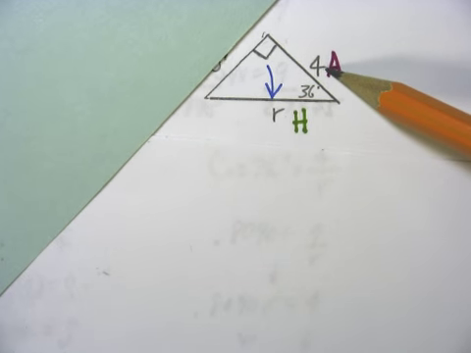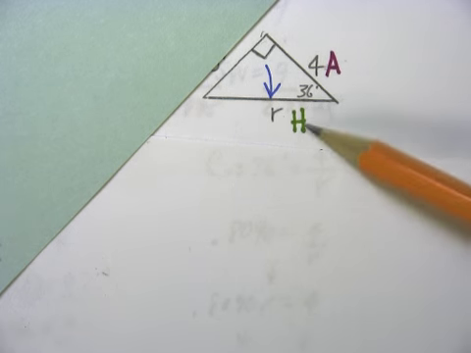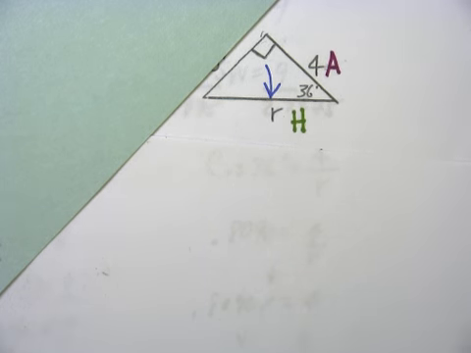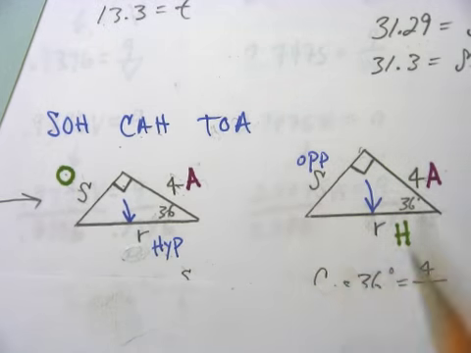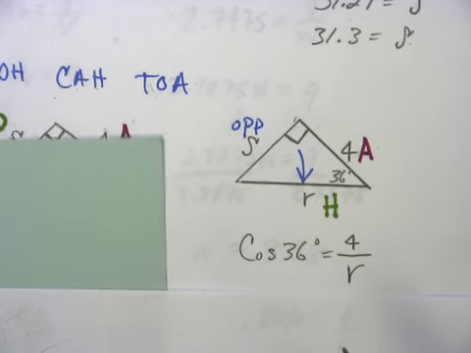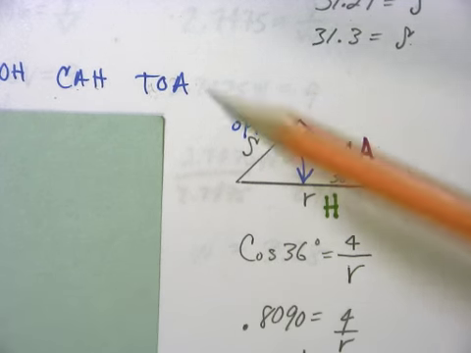So let me block out S there. Back to where we started. What did they give us? They gave us the adjacent side. And what are we looking for now? We're looking for R. So in SOHCAHTOA, which trig function has the A and the H? If you picked the cosine function, you picked correctly, because cosine has the A and the H.